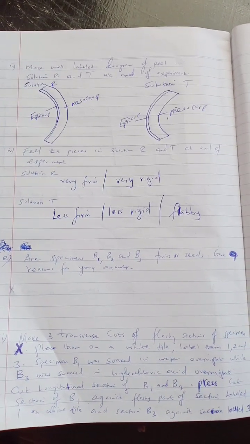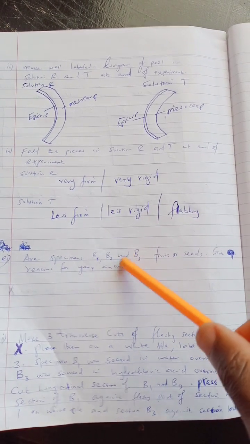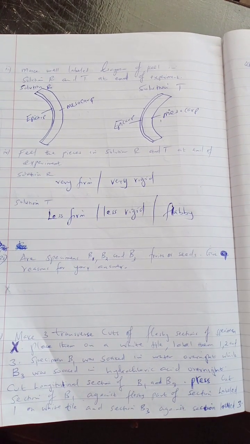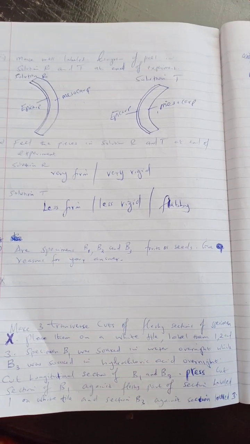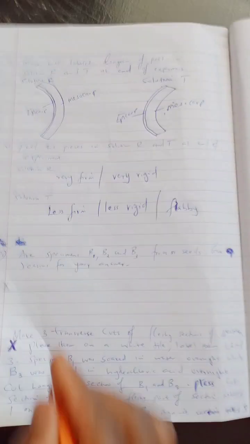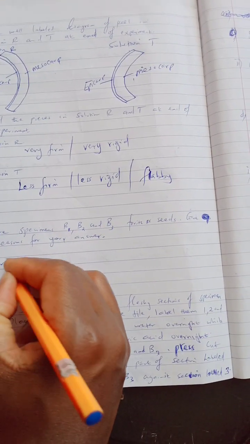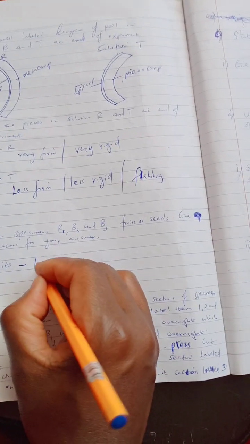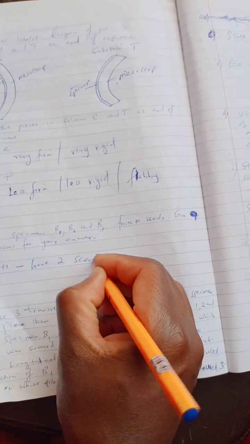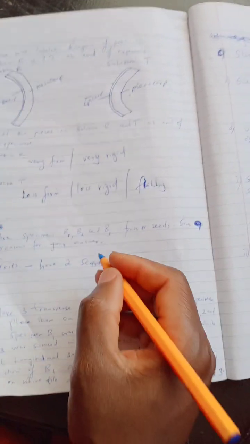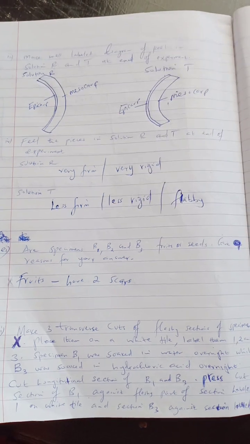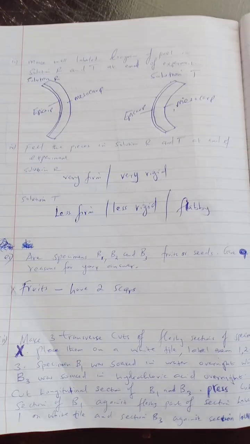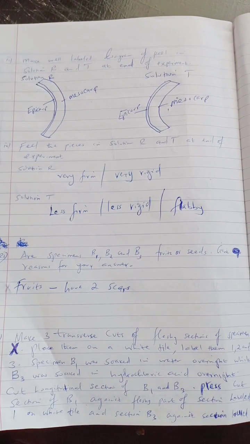And then remember we said the specimens B1, B2 and B3 were maize grains. So you are told: specimens B1, B2, B3, fruits or seeds? Give a reason for your answer. And the answer is that they are fruits. The reason is because they have what? Two scars. A maize seed is a fruit, it has two scars: the remains of the style at the top, and then a point of attachment to the cob. So it has two scars, so it's a fruit.